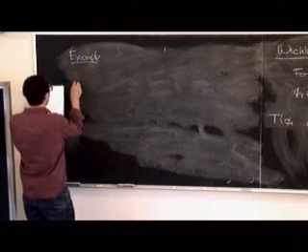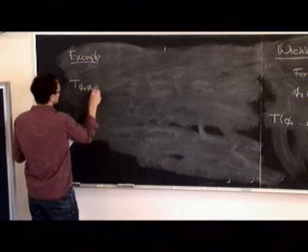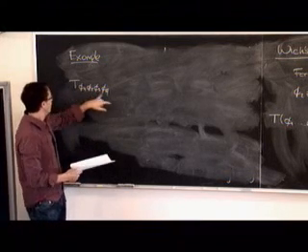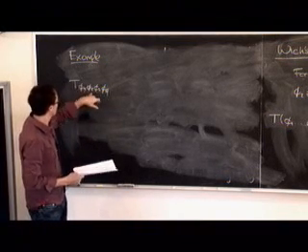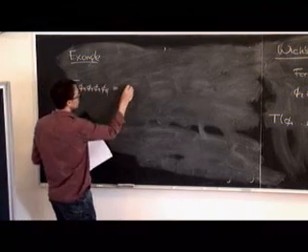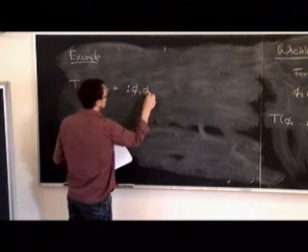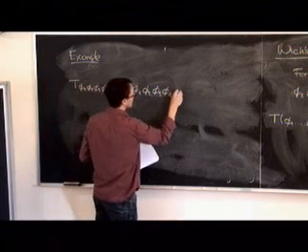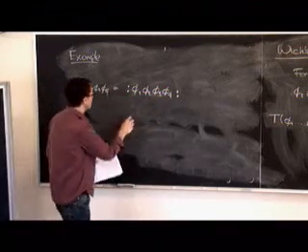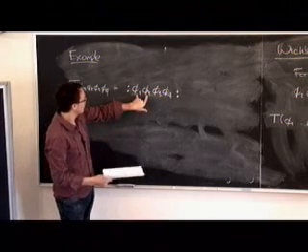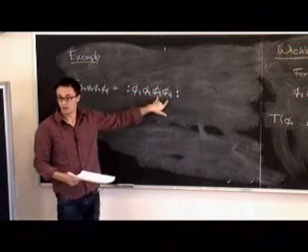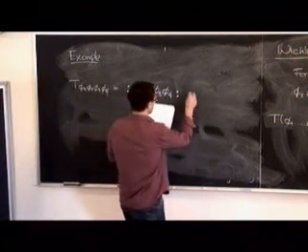An example is to take 4 fields, an operator that's a string of 4 of the same fields evaluated at 4 different points. So what do I mean by this? The time-ordered product is equal to the normal-ordered product plus all possible contractions. So what does all possible contractions mean? Well, firstly, I can contract phi1 with phi2, or phi1 with phi3, or phi1 with phi4, or phi2 with phi3, or phi2 with phi4, or phi3 with phi4. That's 6 terms right there.